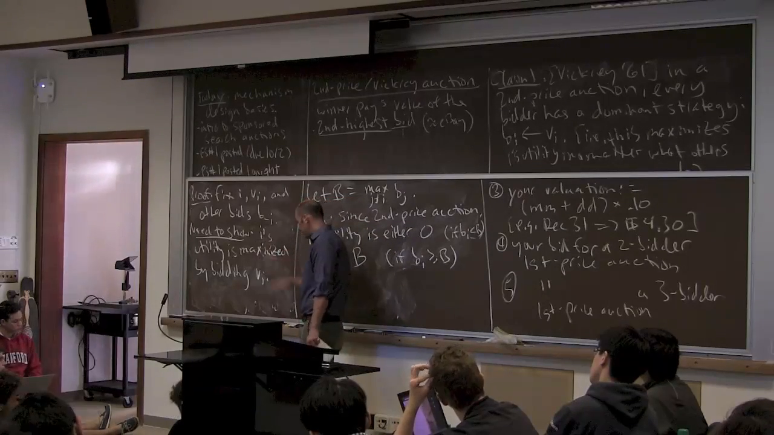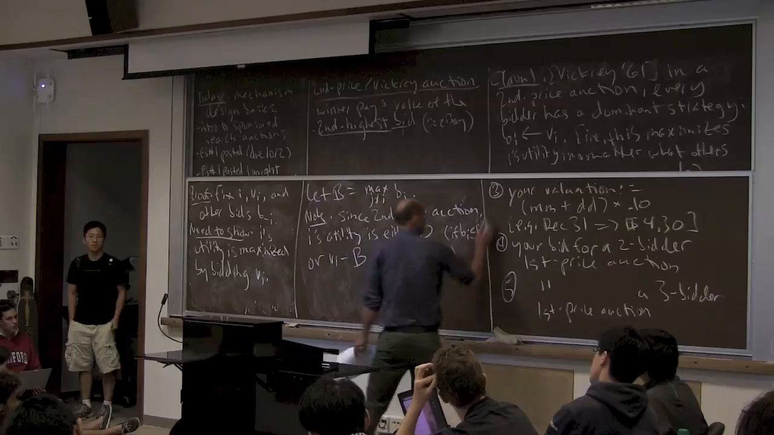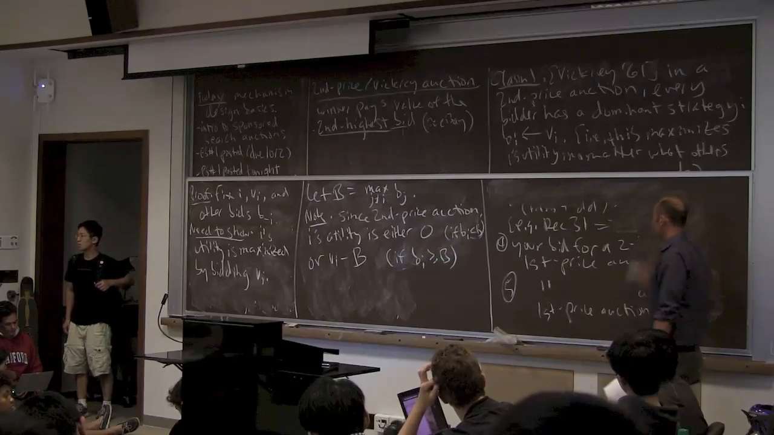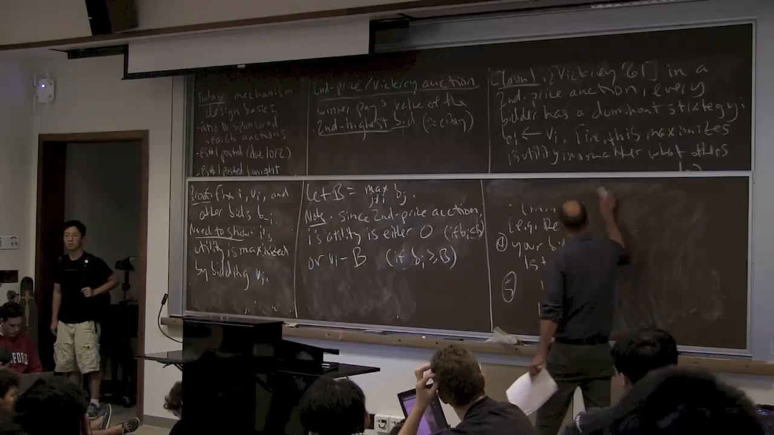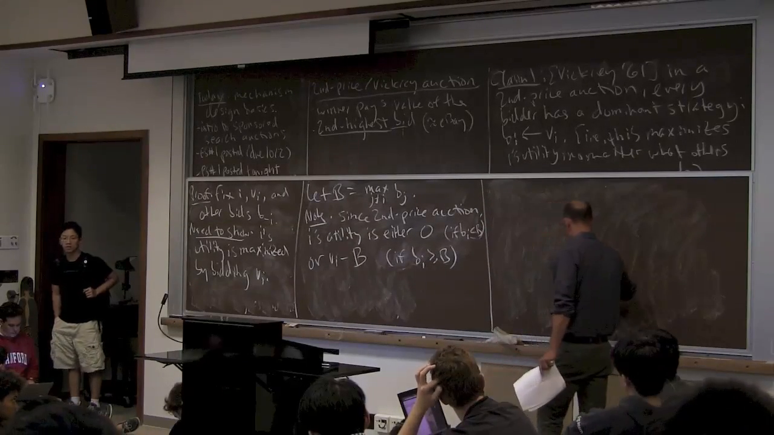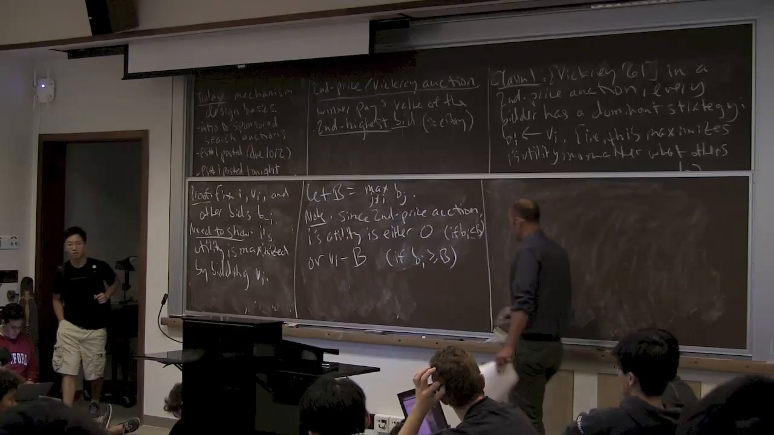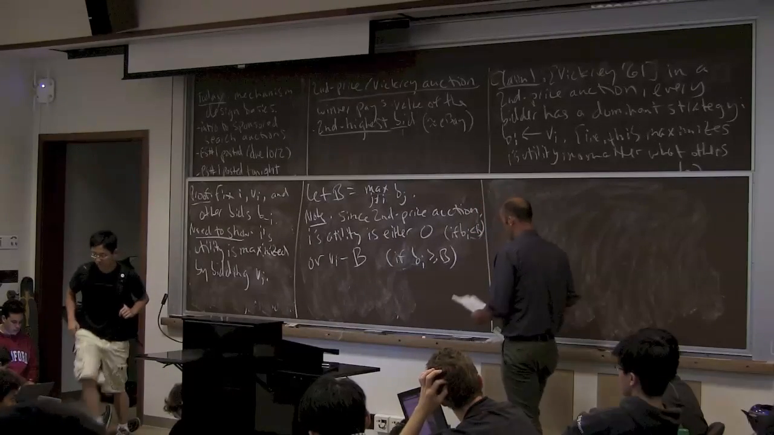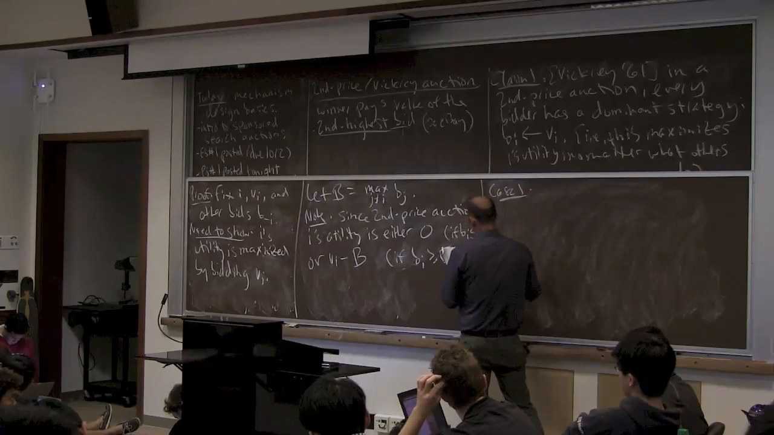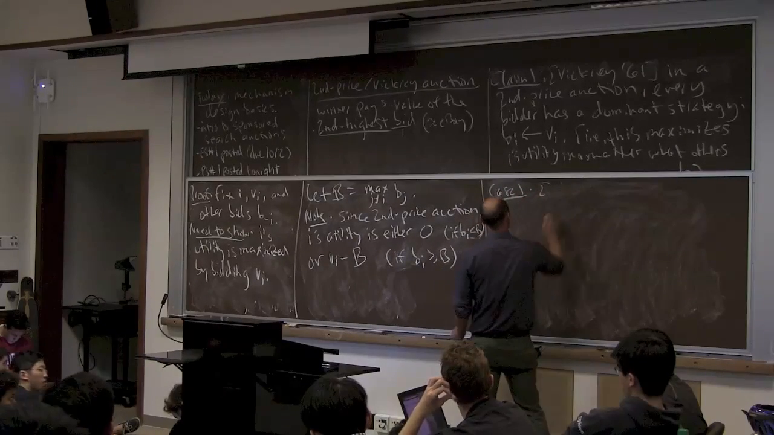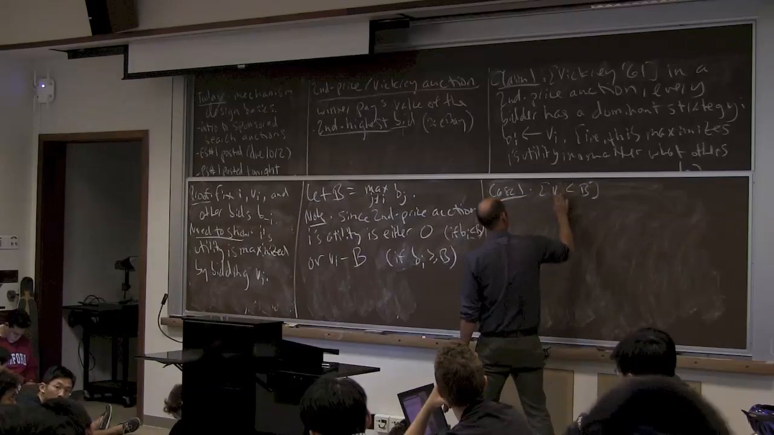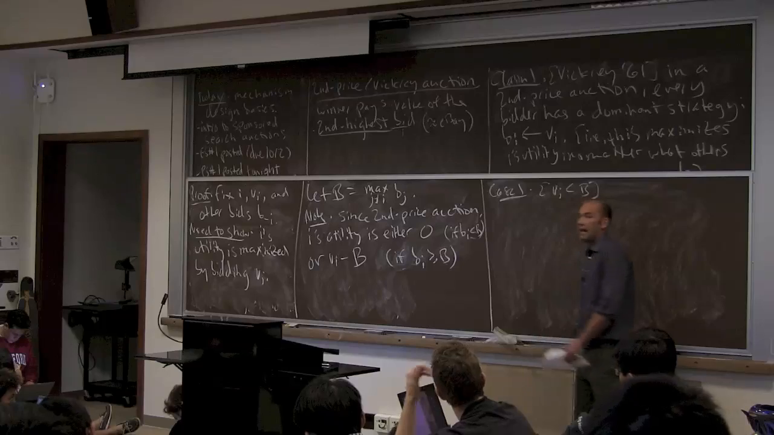Remember what we need to show. We need to show I's utility is always maximized by bidding truthfully. So there's just two cases. There's the case where the amount I would be willing to pay, V sub I, is at least capital B, at least the highest other bid, and the case where it's not. So first, suppose that the maximum that I is willing to pay is less than capital B.